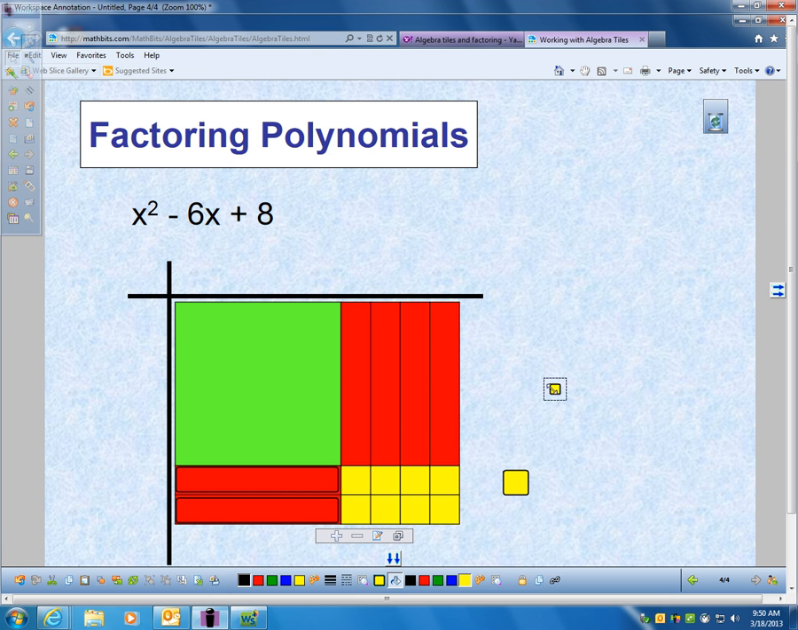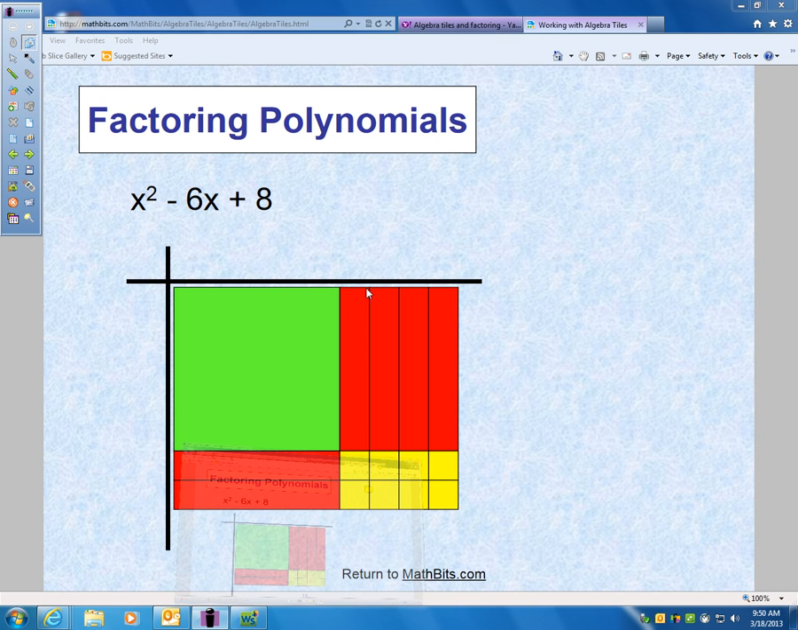Can I get rid of it? I don't know how to get rid of it. I'll just move them out of the way. Those aren't there anymore, and there's your arrangement. I have x minus 4 along the top, I misspoke earlier, and x minus 2 down the side.